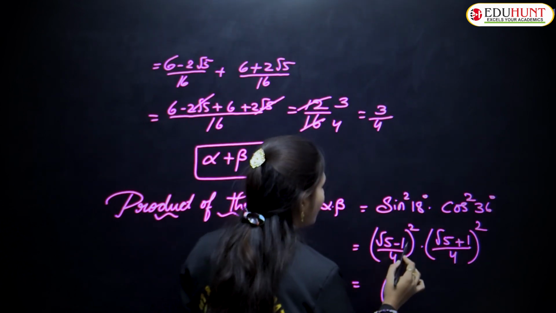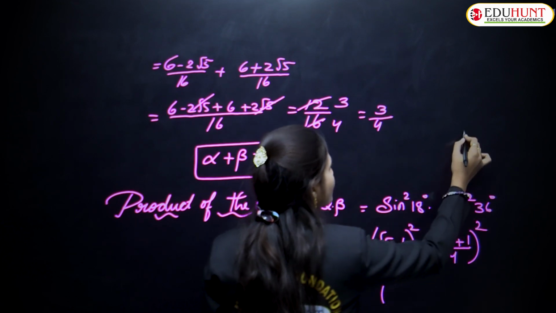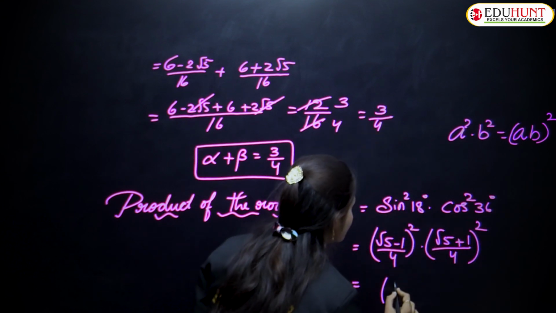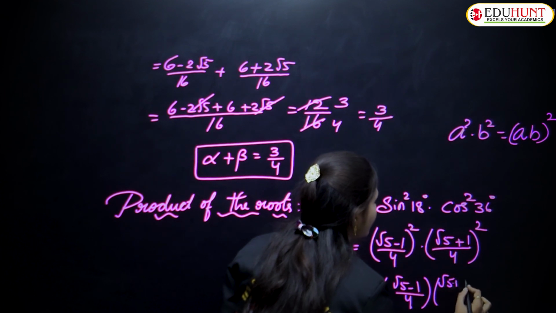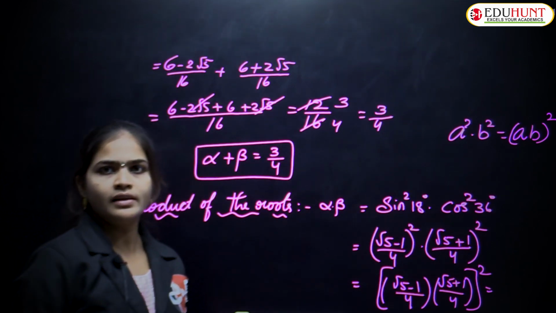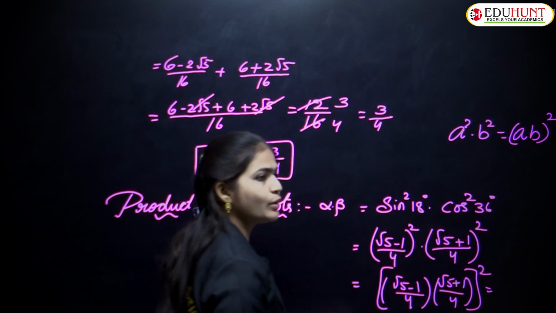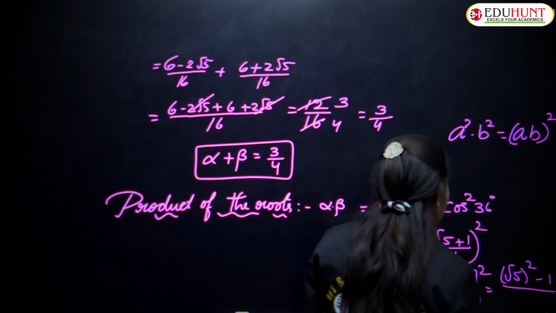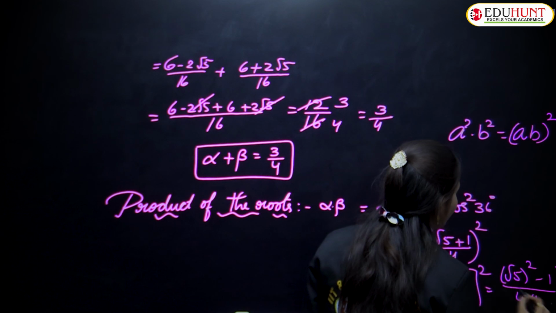So see children, here root 5 minus 1 by 4 whole square into root 5 plus 1 by 4 whole square. Here a square into b square, we can write as ab whole square, no? So we can write this as root 5 minus 1 by 4 into root 5 plus 1 by 4, whole square. Again in the numerator, a minus b into a plus b is a square minus b square. So root 5 whole square minus 1 square, which is again 1. So 4 into 4, directly write 4 into 4 whole square.